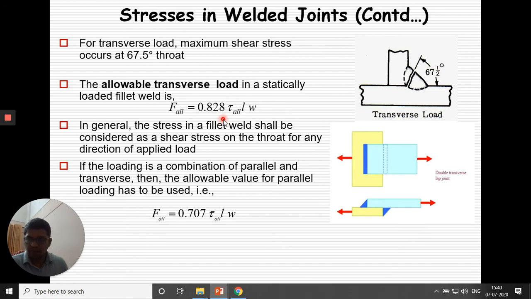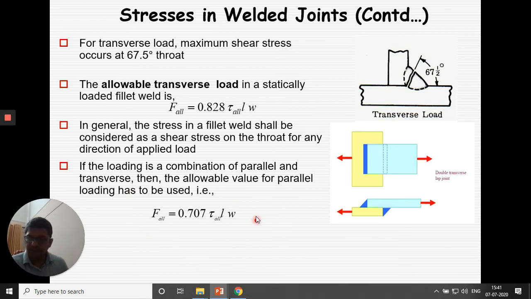Then if you analyze, you are able to find out, I am not showing the derivation here, you can see that the maximum shear stress is occurring at 67.5 degree from one end, and the value of the allowable force will be F allowable is equal to 0.828 times the allowable shear stress into L into W. And this is the condition whenever the forces are acting exactly perpendicular to the direction of the weld. But whenever you have a combination of forces, you have loading in the transverse direction and you have loading in the parallel direction.